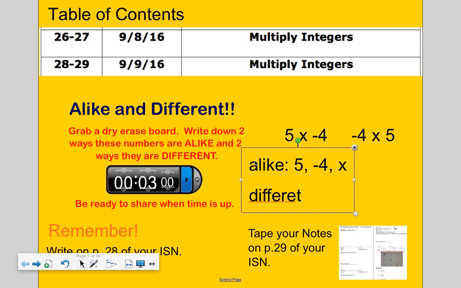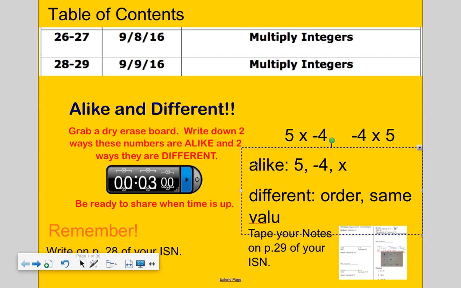And how are they different? The order. They're different because of the order. However, what we know is the commutative property, they will have the same value. And what will that value be? What's 5 groups of -4? That's -4, -4, -4, -4, -4, which is -20. What would -4 times 5, or the opposite of 4 times 5, be? 4 times 5 is 20. The opposite of that is also -20. So they both have the same value.